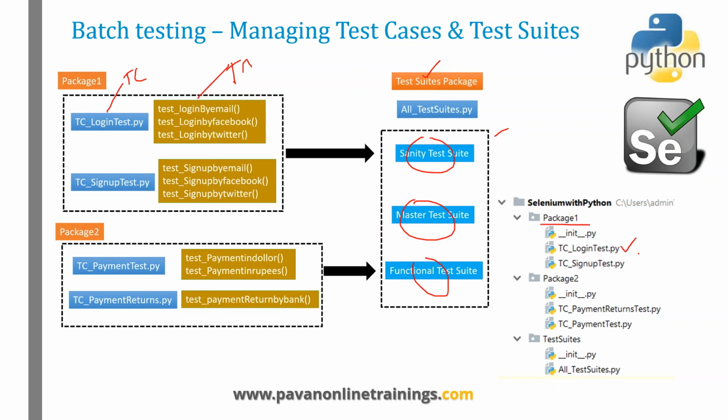So the final structure will be like this. In package 1, I will create two different test cases, and inside these files we can have multiple classes. And these are the two other test cases which are part of package 2. And this is another class which is present under the test suite package, where I will create multiple test suites under this particular file. Now let us see the step-by-step implementation.